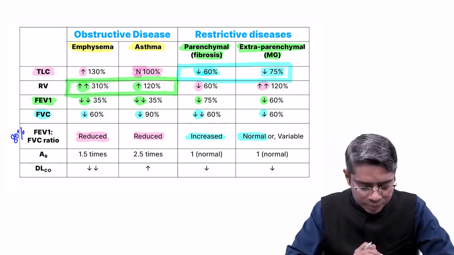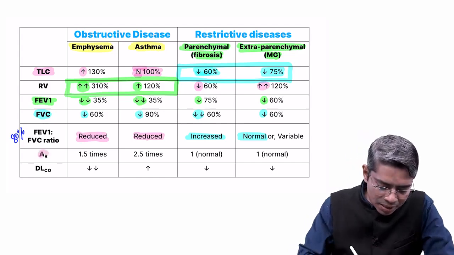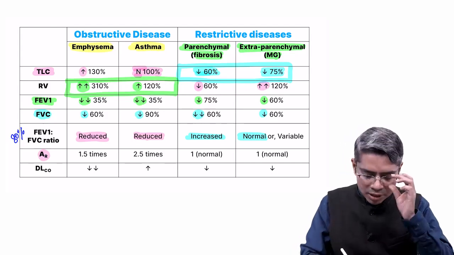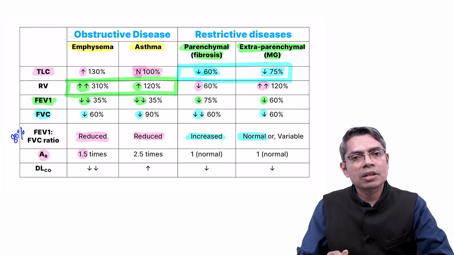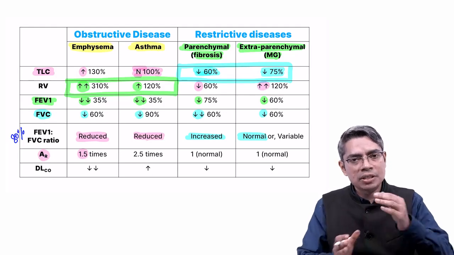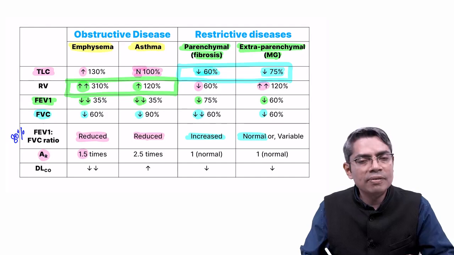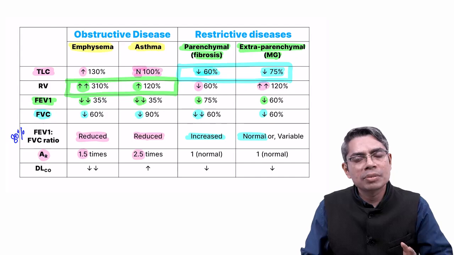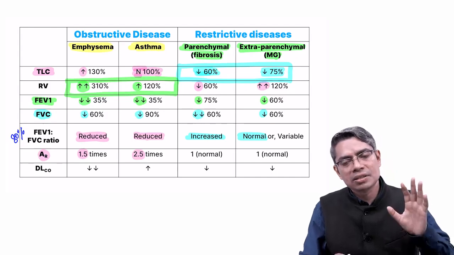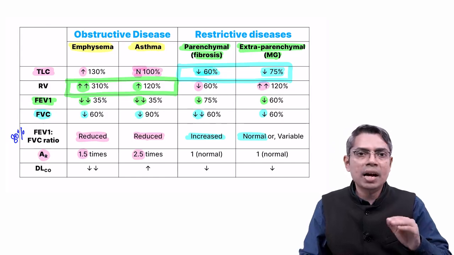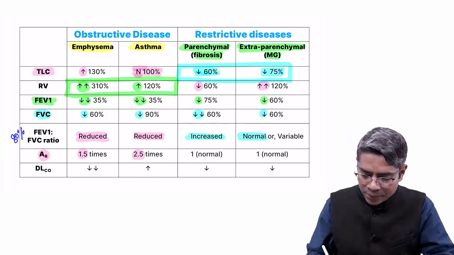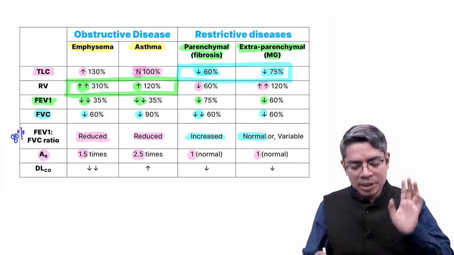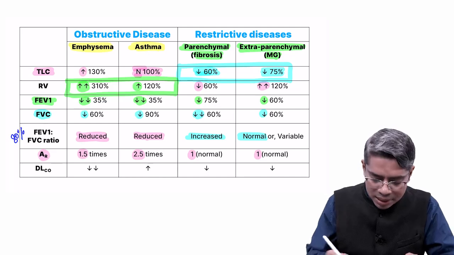Got it? Okay. Now, this AR is the airway resistance. We have discussed that in emphysema there will be early closure of the airways, there will be collapse of the airways. So, resistance increases, to 1.5 times the normal. In asthma, because of the bronchospasm, the airway resistance is highly increased, even higher than that of emphysema. In restrictive disease, the airway resistance remains normal. 1 means normal. And the last one is the DLCO.